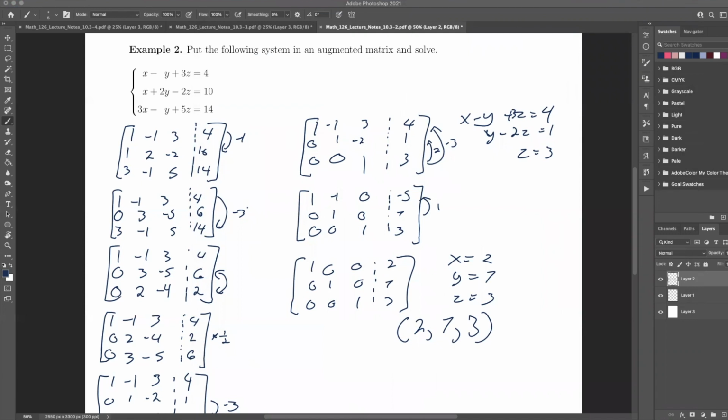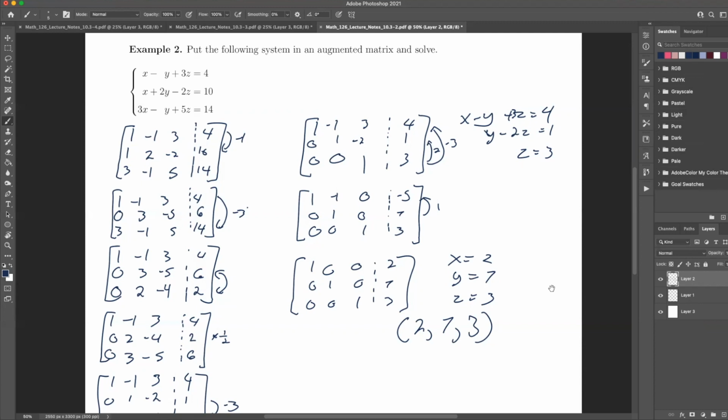This one you always want to check, and the easiest way to check is just plug it into some of these. We already checked the top one, so let's check this one. This would be 2 plus 14, so that's 16 minus 6 is 10. Yeah, so that works out. It's just a lot of arithmetic. That's all there is to it.